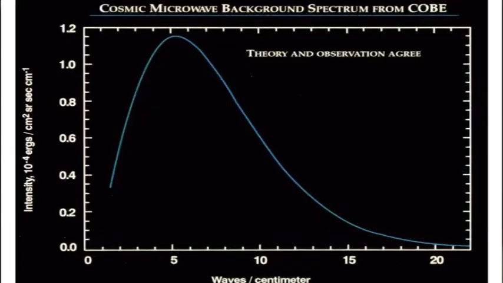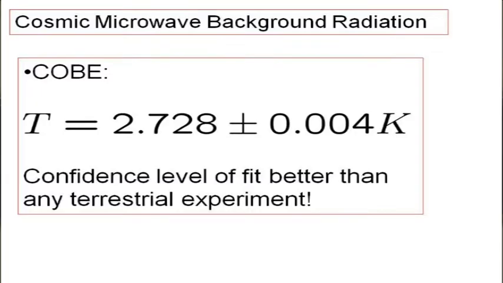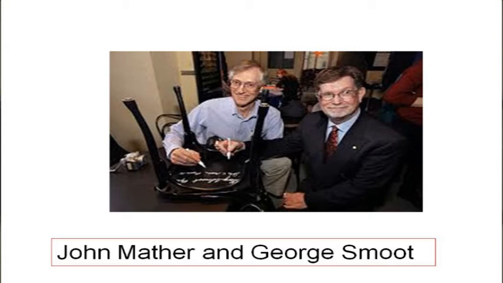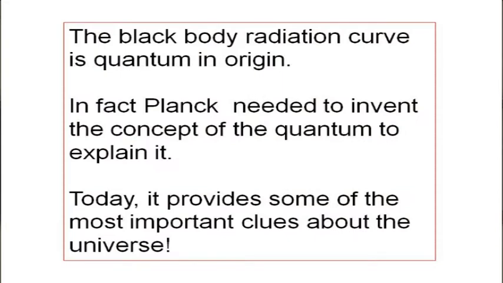And it was a very good fit to black body, and they extracted from it the temperature to 1 part in 10 to the 4, 2.728 degrees Kelvin, with an error. So that was the next big development. And again, a Nobel Prize was given to John Mather and Smoot for this great discovery. Here they are celebrating their well-deserved Nobel Prize.